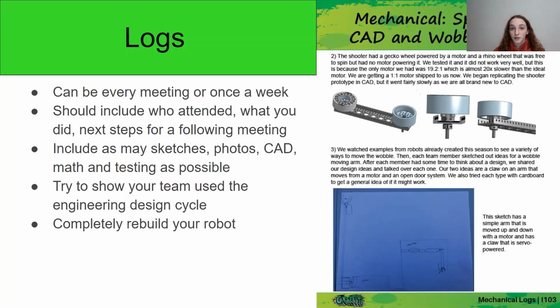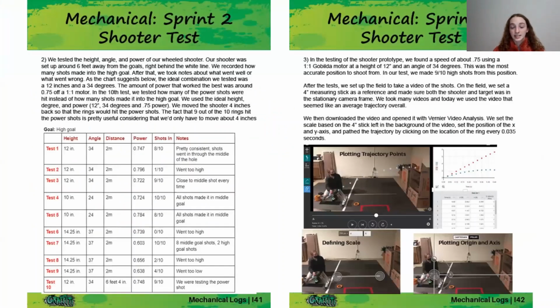So here's an example of a log where we added some CAD. Here's some more logs where we did a test and recorded data. And then a third log where we have some trajectory calculations that we did. So whenever you make a log, you want to make sure that you have lots of pictures and that the text explains it specifically enough that people understand what you did.